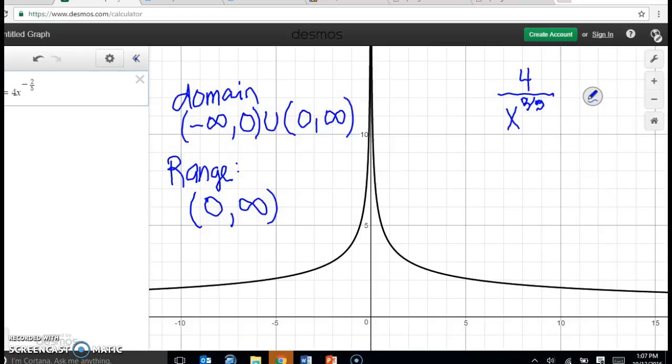We talked about continuity. What about our end behaviors? As we head out to positive infinity, what's our end doing? What's it approaching? 0. It's approaching 0. And then as we approach negative infinity, we're approaching 0 as well. Questions on that?